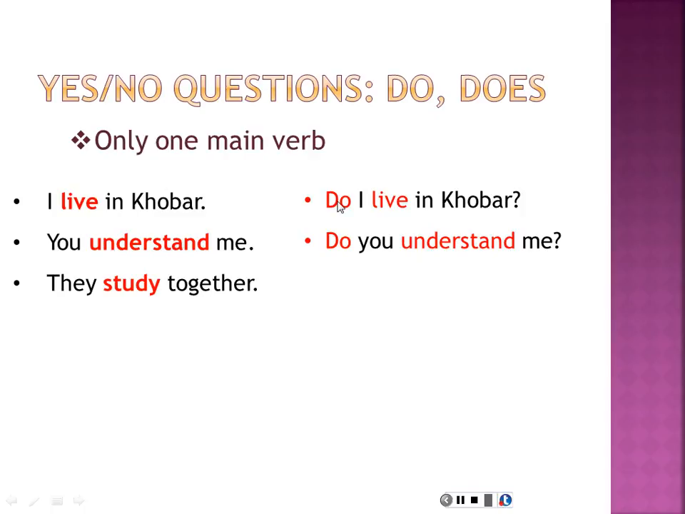The second example, do you understand me? Again, the same thing. We add do here at the beginning of the sentence. Do you understand me? So the same sentence, but we add do at the beginning and we add a question mark at the end. Sentence number 3, they study together, and do they study together? Do they study together? Okay, again we add do at the beginning and there is a question mark. You can note that with all these examples we use do because we have I, you and they.